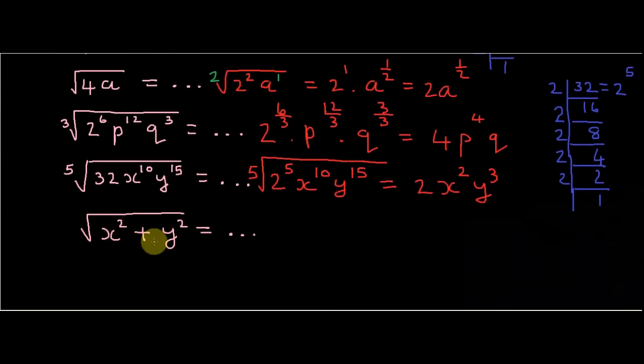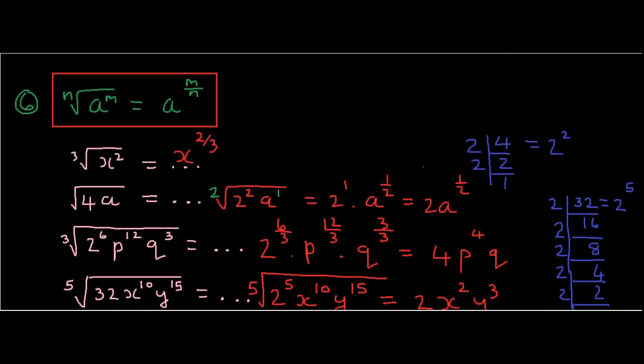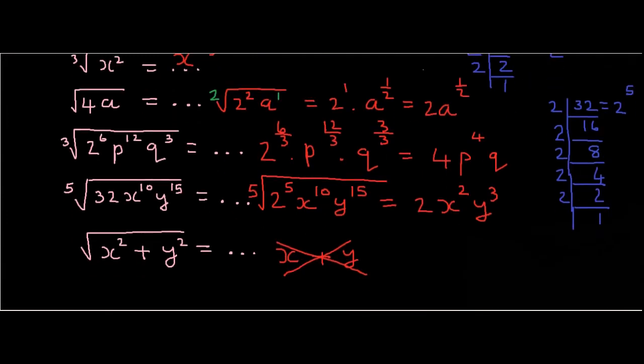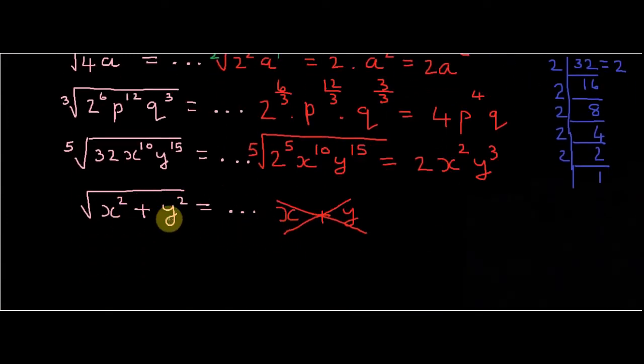A lot of people here will get this wrong. They'll say it's x to the power of 2 over 2, which is 1, so just x, plus y to the power of 2 over 2, so just y. This is definitely very wrong. Once again, we cannot apply this rule across a plus or a minus. So there's nothing we can actually do here, and this just remains the square root of x squared plus y squared.